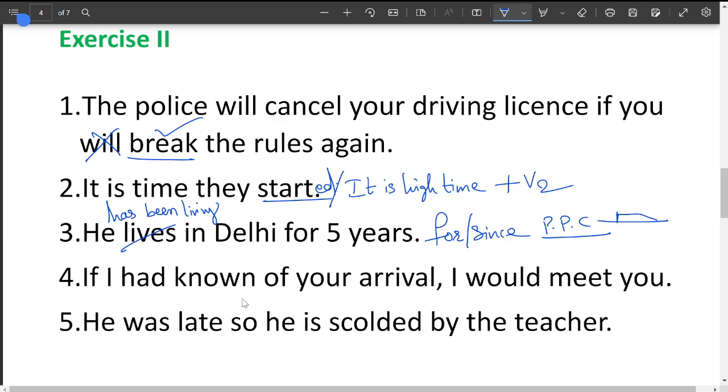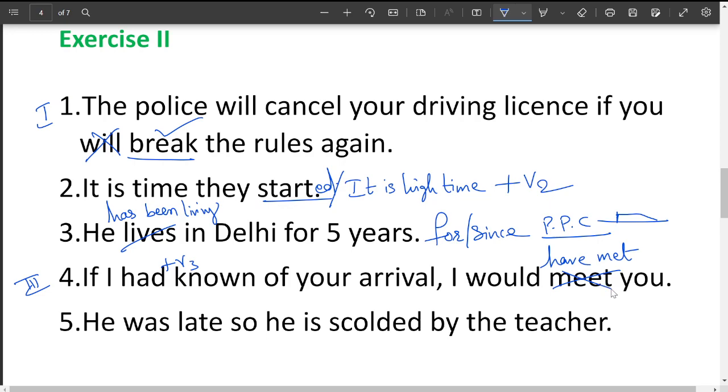Next, if I had known, had plus V3 combination, this is third conditional in the conditional rules. If I had known of your arrival, I would have met you.